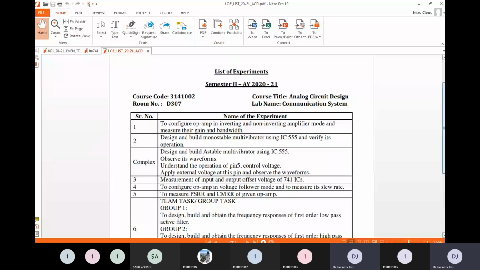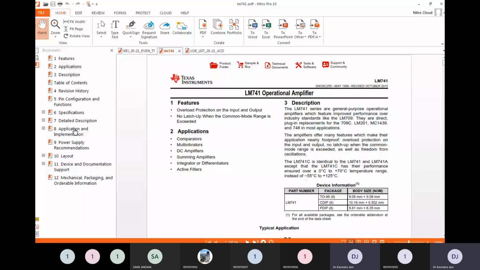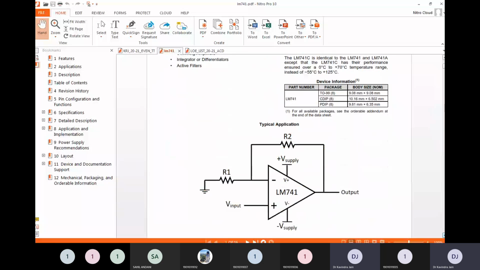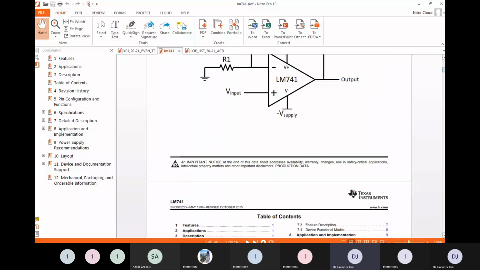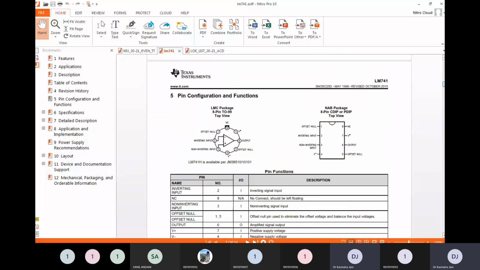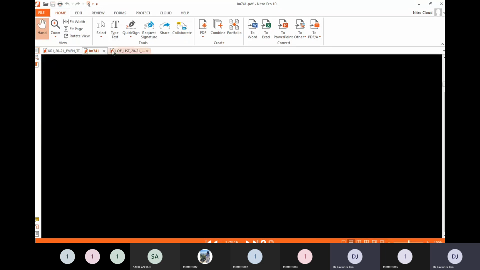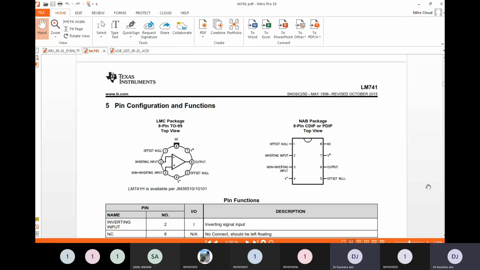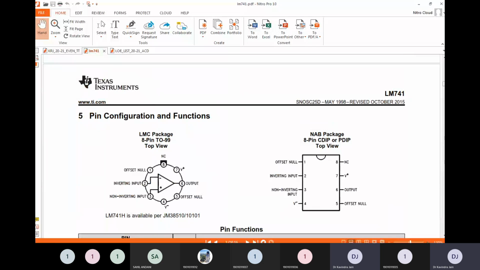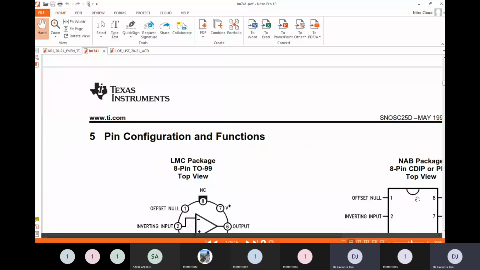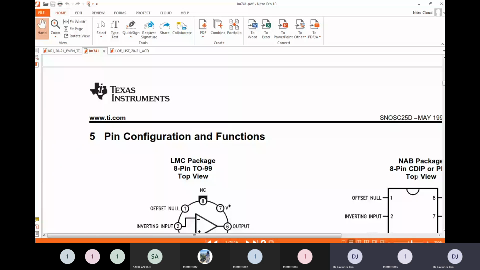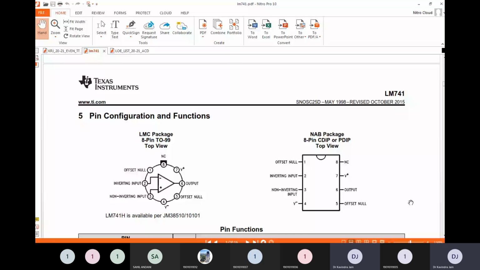Along with this, to start with the very basics, I am sharing with you the screen, which is the LM741. LM741 is nothing but the operational amplifier IC datasheet. I hope the screen is visible to all of you. Yes, sir.